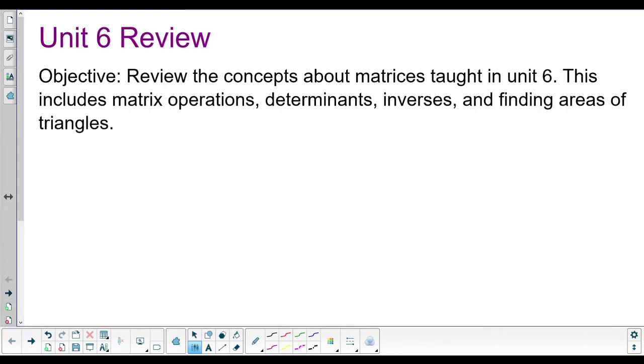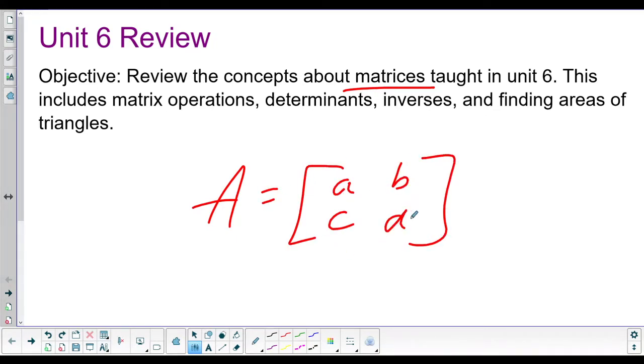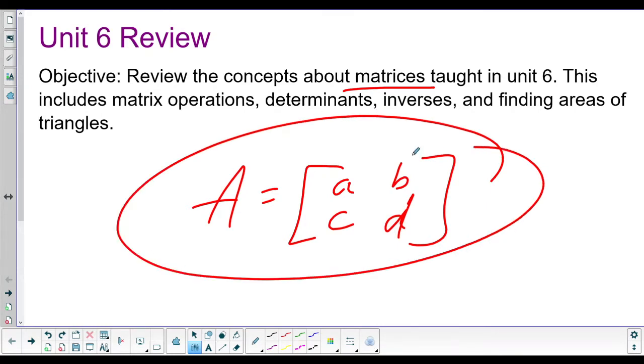Today, we're going to talk about a review of Unit 6. Unit 6 is all about matrices. So we're going to look at stuff like, ooh, not like that. Like this. Like this. And we're going to do a whole bunch of stuff with matrices.